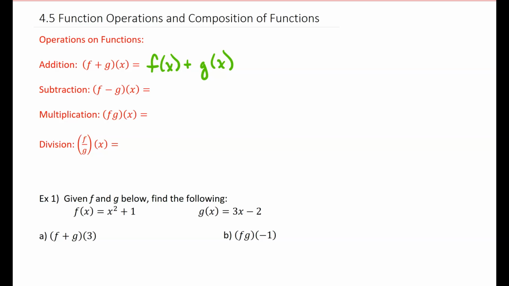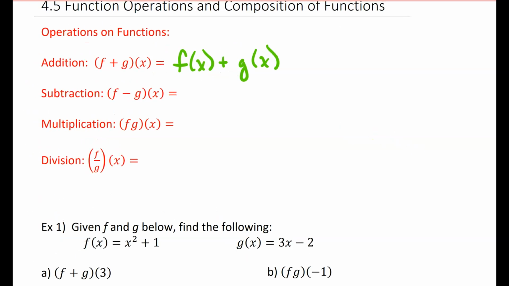So if I have f minus g of x, what do you suppose we can turn that into? Exactly. It's just f of x minus g of x. Just restating it.